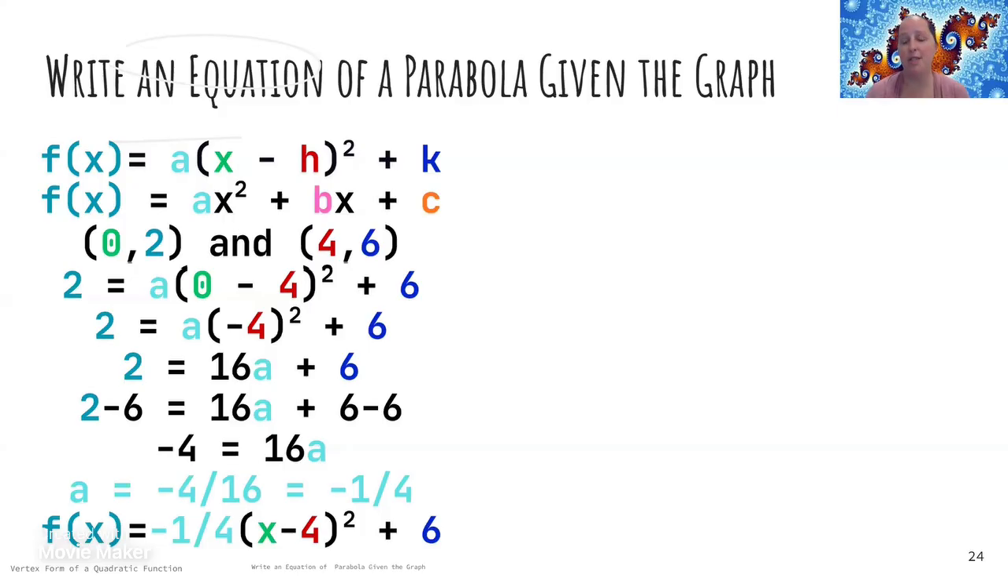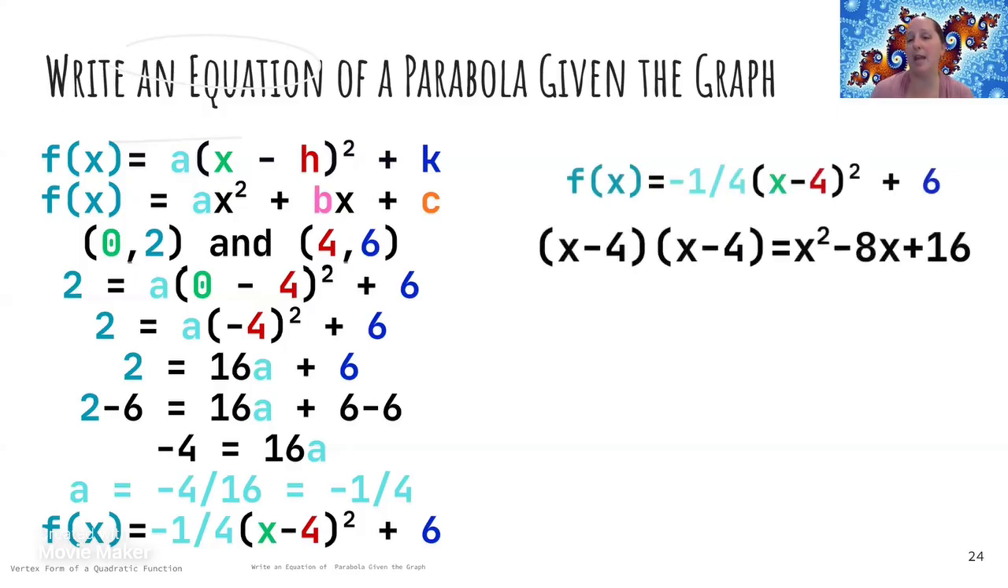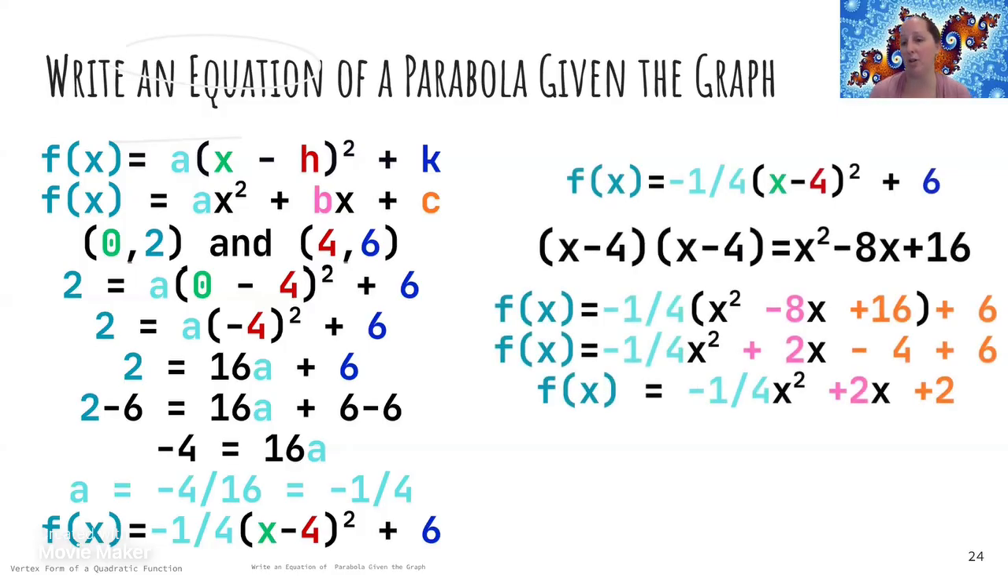From there, I want to go to standard form, which is ax squared plus bx plus c. So all I'm going to do is factor it out, essentially. I'm going to FOIL it. x minus 4 squared is like saying x minus 4 times x minus 4. I do x times x, which gives me the x squared. x times -4 and -4 times x give me -4x minus 4x, which combines together to get me -8x. And then -4 times -4 gives me +16.